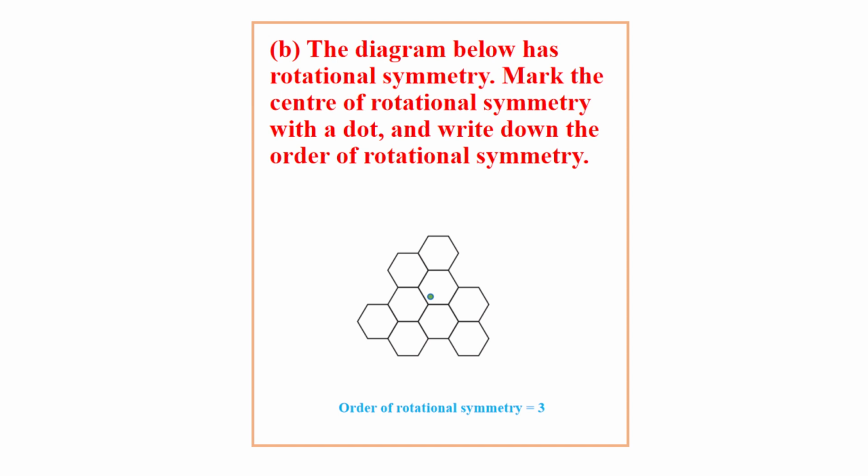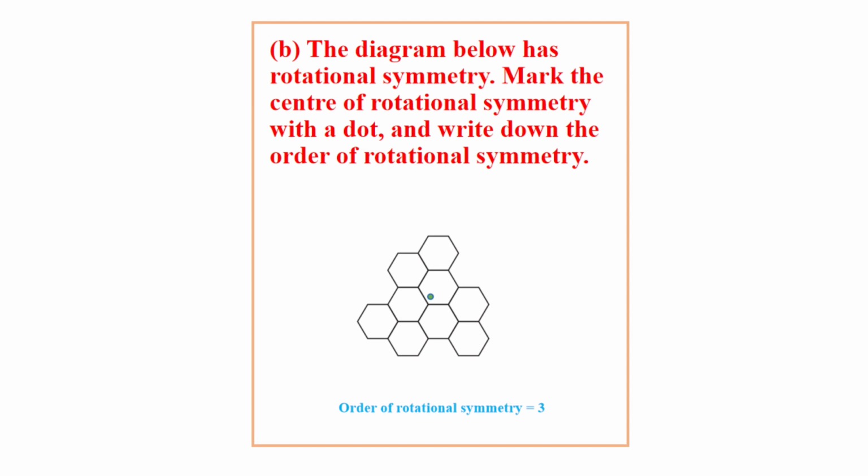The center of rotational symmetry is the point around which the entire shape can be rotated and still look the same at certain intervals. In this diagram, the center is located at the middle hexagon, which is surrounded by other identical hexagons. We mark that center with a dot. Now that we've identified the center, let's determine the order of rotational symmetry. This refers to the number of times the shape fits perfectly into its original position during a full rotation of 360 degrees.